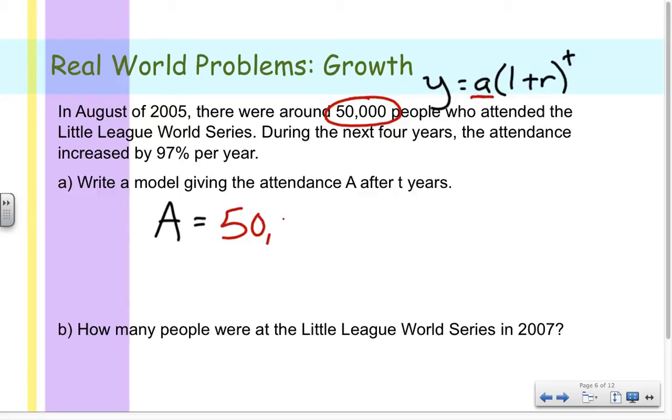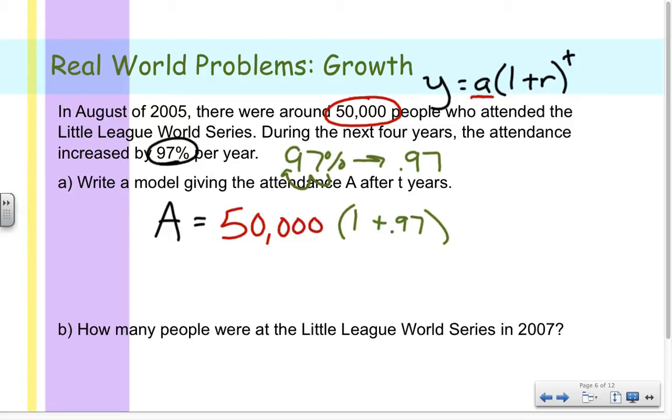So I would say 50,000. Looking at the rest of this, we see we have a rate of 97%. So what that's telling me is that my value on the inside here should be 1 plus 97%. And remember what we said, when we have 97%, we're going to write that as 0.97. We're going to move that decimal place 2 to the left, so it'll be 1 plus 0.97.